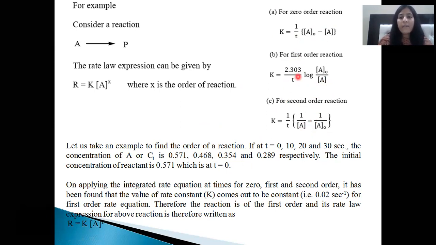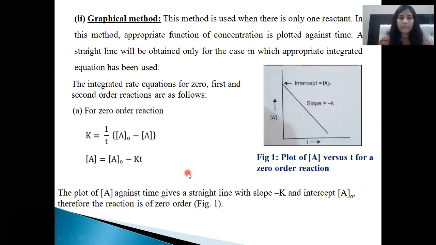In this case, we find that by using this data, the value of rate constant comes out to be constant, that is 0.02 per second for first order reaction. This means that the reaction is of first order and its rate law expression is now given by R is equal to K concentration of A raised to the power 1, because for first order reaction X is 1. So its rate expression becomes R is equal to K concentration of A raised to the power 1.